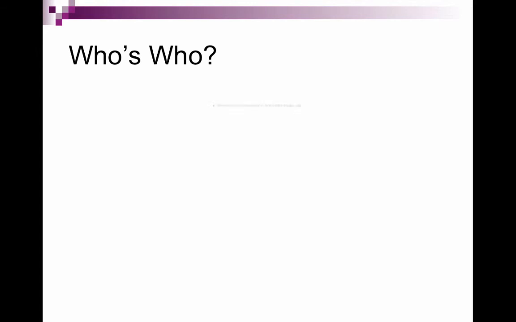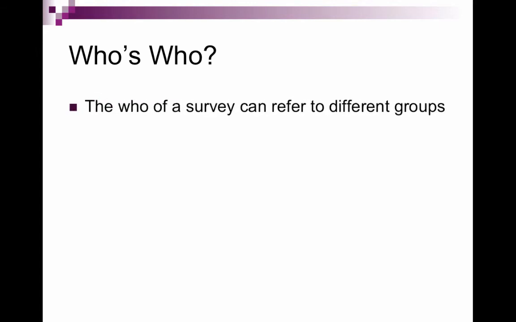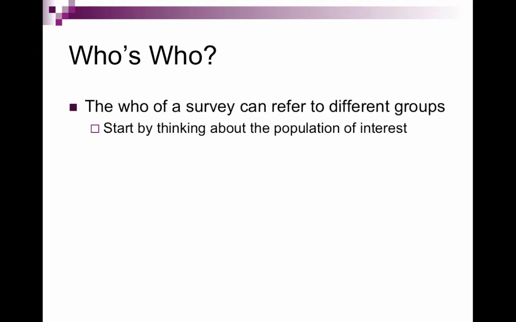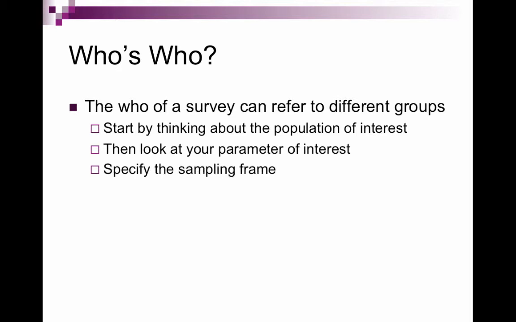So who's the who? The who of a survey can refer to different groups. You want to start by thinking about the population of interest. So the population of interest is, what are you interested in? So what is your population? Then we think of our parameter of interest. What are we trying to gather? What data do we need? Then we specify our sampling frame. Our sampling frame narrows down our population.